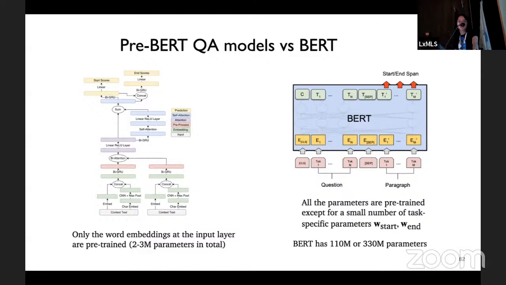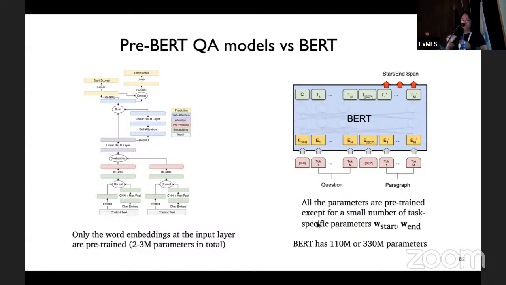and then you add 2 very simple linear layers on top of that, and you can actually achieve way better performance compared to the previous generation of question answering models. So that was a really big change to everyone in the community. And the one thing I should emphasize is, before BERT came out, most of the neural question answering models basically had only 2 to 3 million parameters.